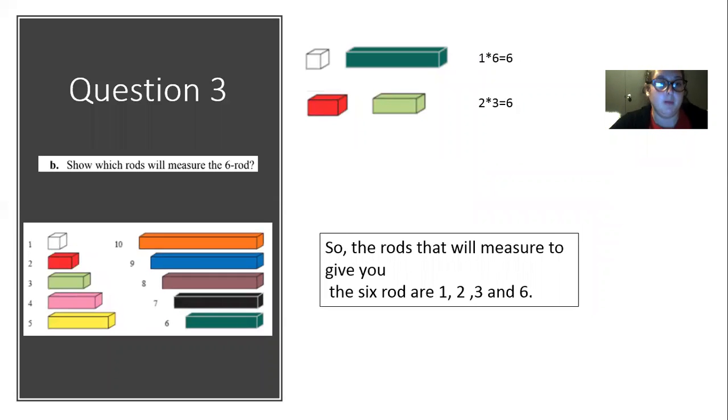Now we are on part B, and they want to know which rods will measure the 6 rod. So again, just like before, we've got the 1 times the 6 this time, which equals 6, and the 2 block times the 3 block, which is going to give us the 6. So the rods that will measure to give you the 6 rod are 1, 2, 3, and 6.